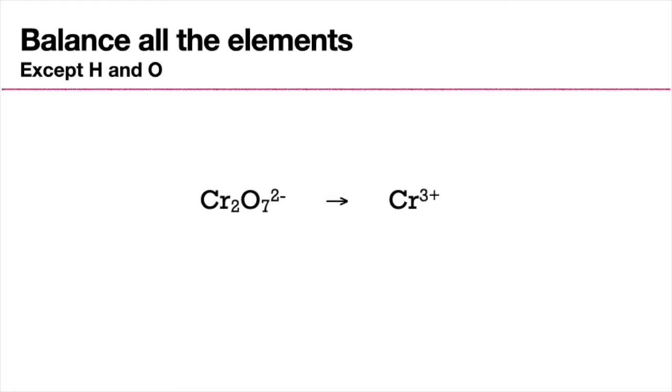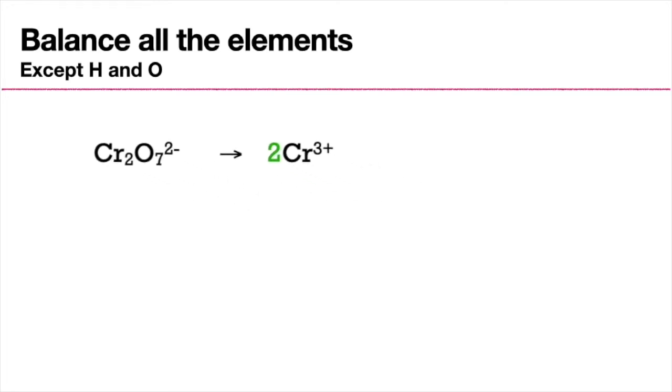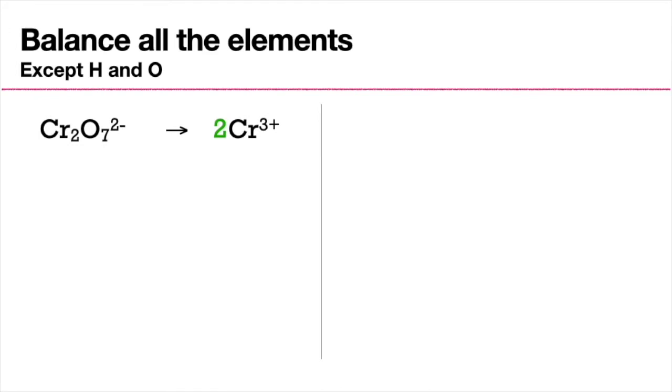For example, the chromium at the product site has 1 mole, whereas the chromium at the reactant site has 2 mole. Therefore, we have to add 2 as coefficient to balance the chromium at the product site. For the second half cell, there are 1 mole chlorine at the reactant site and 2 mole chlorine at the product site. Therefore, we have to add 2 as coefficient at the reactant site.